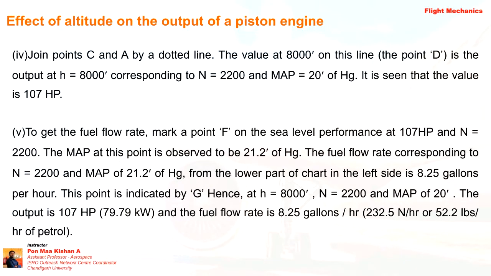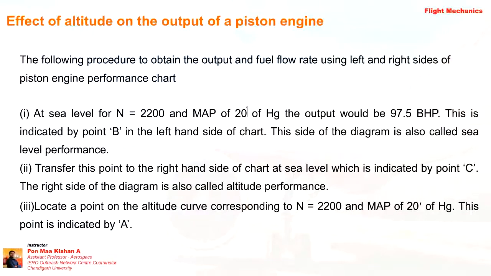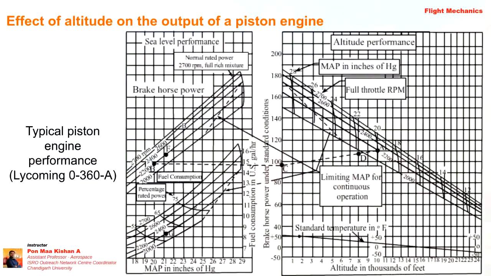So join points C and B by dotted line. Okay. So you just now join the points B and A, C and A with the dotted lines. So the value of 8000 feet on this line is the output H 8000, corresponding to the N, MAP. Okay, rotation, RPM and manifold pressure. So now I will go back to the slide graph again.